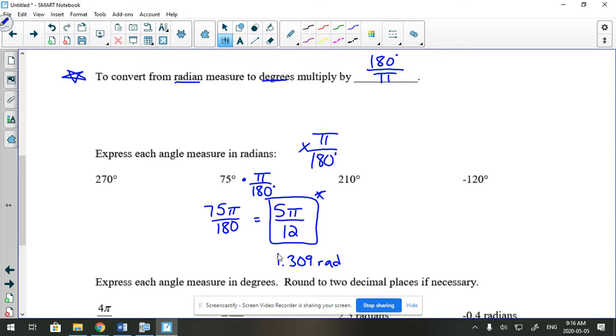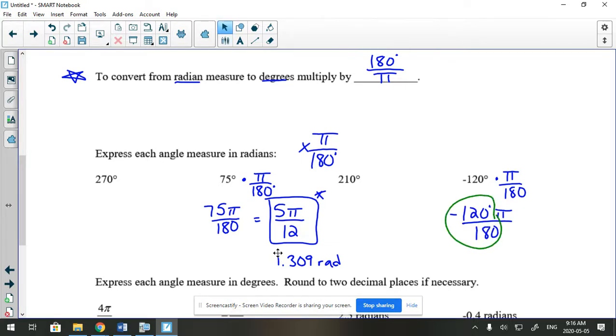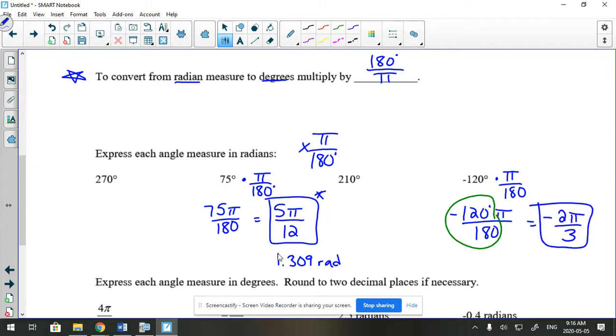So same with all of them, you just multiply by pi over 180. Then, to get your exact form, you're just going to simplify this fraction part. 120 over 180, you're going to get negative 2 pi over 3 as your exact answer. So that's how you convert degrees into radians. Let's go the other way.